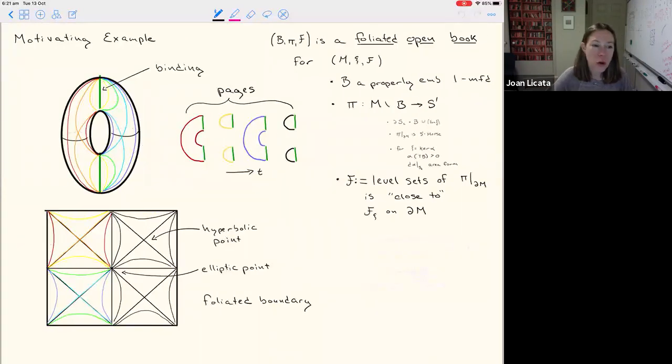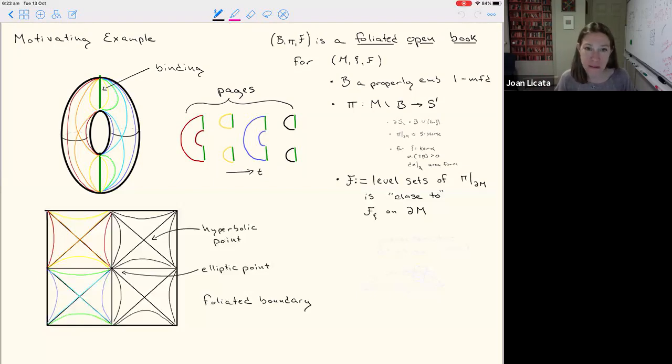Okay. So we say that (B, π, F) is a foliated open book for a contact manifold with foliated boundary, where F is my foliation, if the following properties hold. The first one is that B is a properly embedded one-manifold. In this particular case, my binding is just two intervals, but in general, you could also have circle components of the binding. As before, π from the manifold minus the binding is a map to S^1. We ask that this is a regular map.